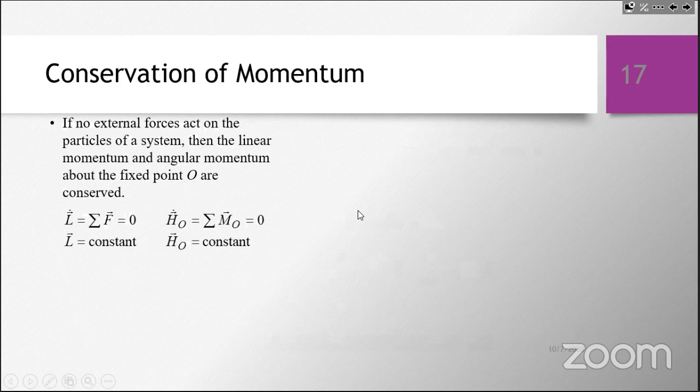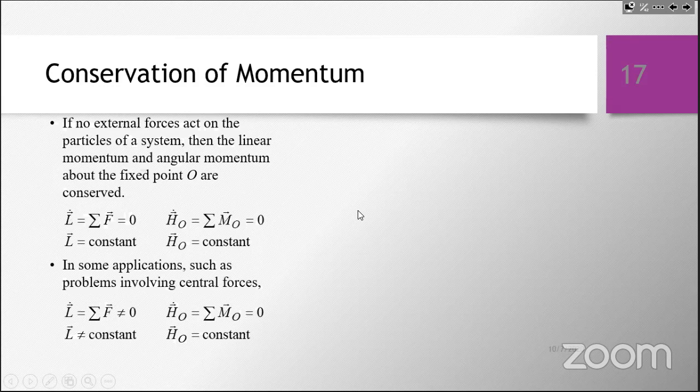What if we don't have any external forces, right? Well, if we don't have any external forces, then linear momentum and angular momentum about a fixed point O are conserved. So if you have no external forces, the rate of change of my momentum is 0, which means that my momentum has to be constant, right? So that's when we would have conservation of momentum.